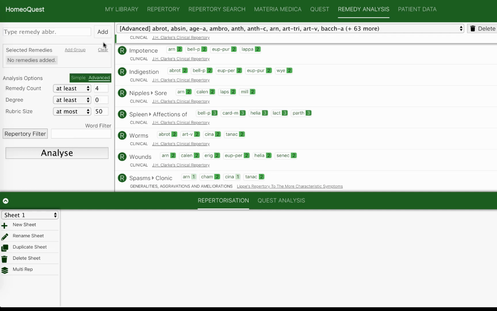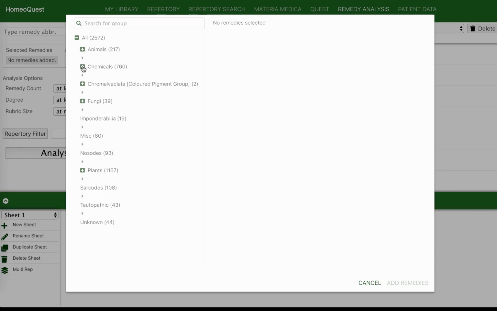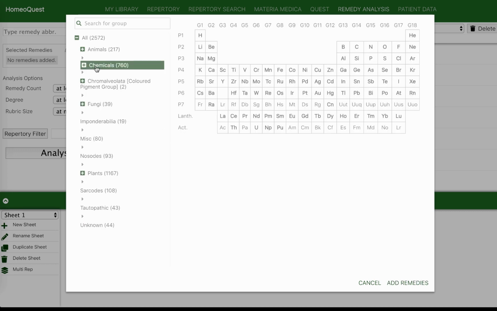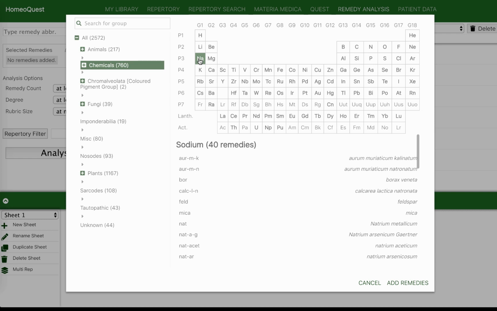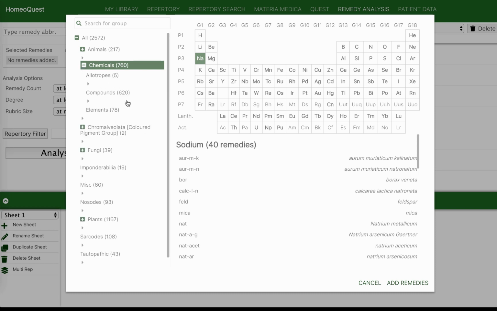So we're going to clear this and we're going to add the group and look at the chemicals here. When you click on the chemicals, you open up the entire periodic table. All right. Now, say I want to only study the natrum group. So we're going to click on natrum. When you do that, you're going to get all the remedies, the elements, the compounds, all the different types of allotropes and all these aspects of the natrum. We have about 40 remedies that have sodium as an element in it. All right. And let's add it.